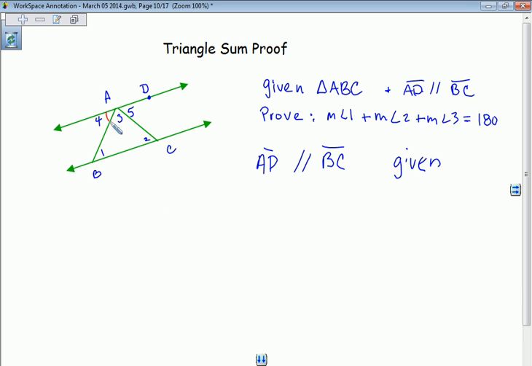Angle 4 is congruent to what? Angle 5. Try again. Angle 1. Why? Alternate interior angles. So angle 1 is congruent to angle 4. Anything else? Oh, 5 and 2. Angle 5 and angle 2 are congruent because they are also alternate interior angles. So I'm going to put them both in one step since I have the same reason here. I'll say alternate interior angles are congruent. If two parallel lines are cut by a transversal, alternate interior angles are congruent.